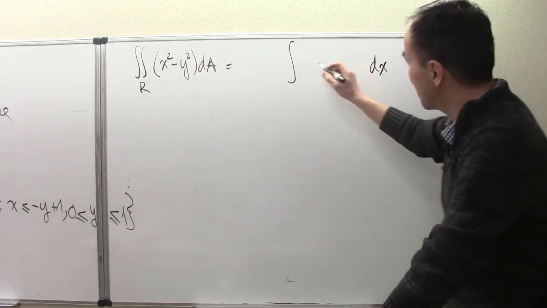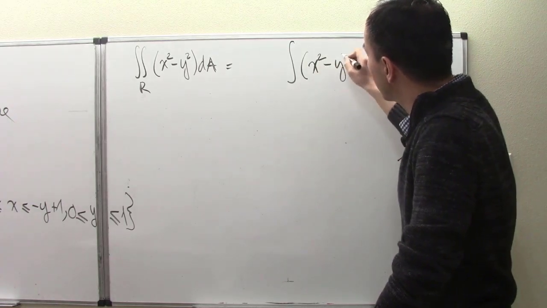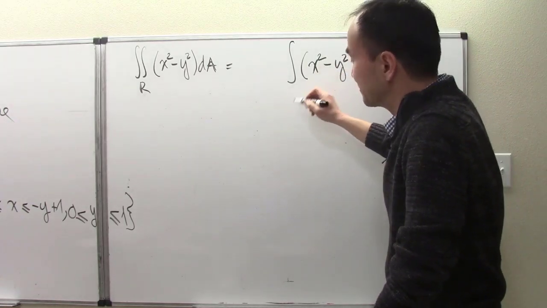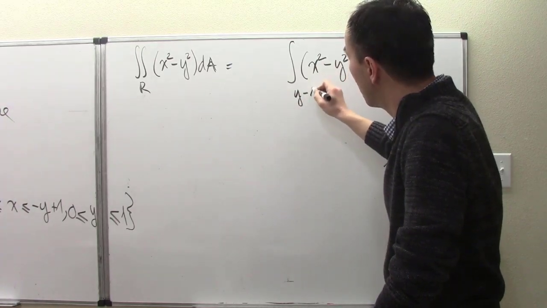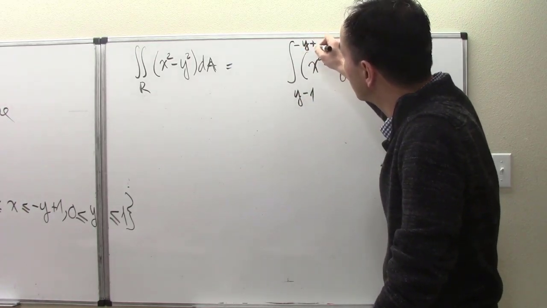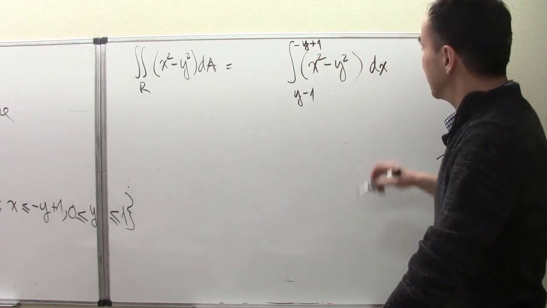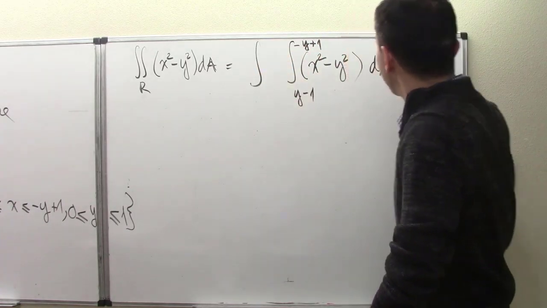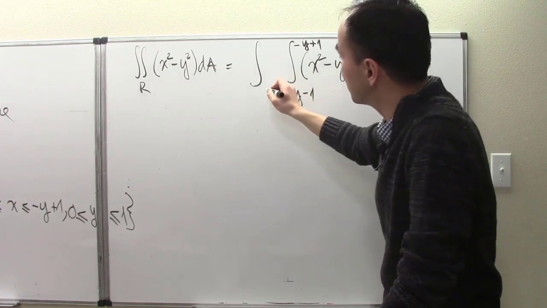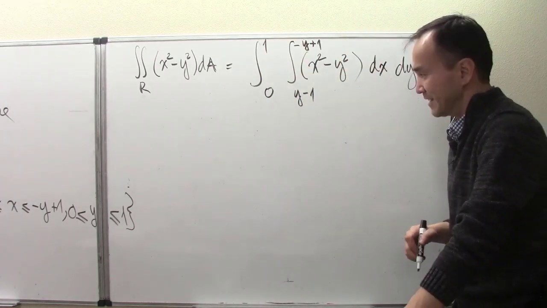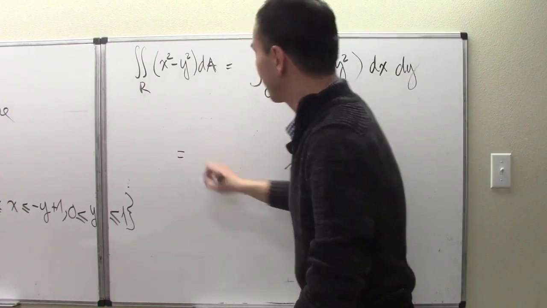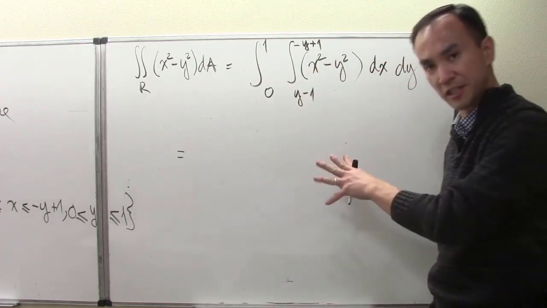Okay, and then the function here is x squared minus y squared, and we're going from the left curve, y minus 1, to minus y plus 1. That's how I'm seeing it. And now as an iterated integral, I'm going to integrate again with respect to y from 0 to 1. And that's how I'm setting it up there. All right, so now the way to go is clear from here.